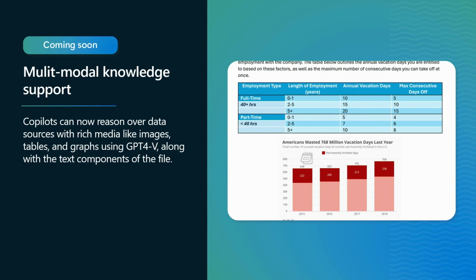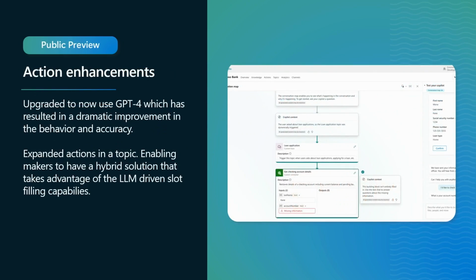We are also, and this is what I was just speaking about, introducing the ability to use documents that have visually rich information, whether it's tables, files, charts, pictures. We'll use GPT-4V to utilize the visual content within the file, as well as crawl the textual components of the page as well. And then we talked about some of the action enhancements.